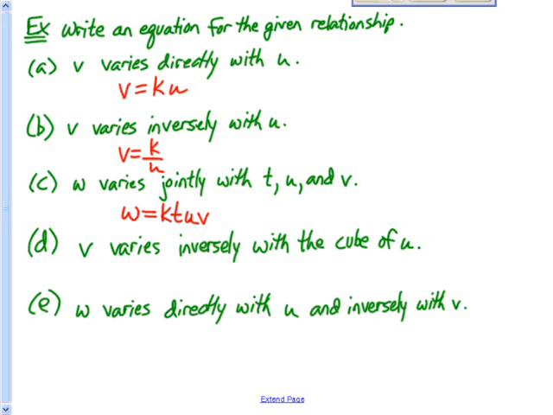All right, V varies inversely. V varies inversely with who? The cube of U. So U cubed. V equals K over U cubed. Okay, so it varied inversely with the cube of U this time. W varies directly with U, yet inversely with V. So W equals KU over V.